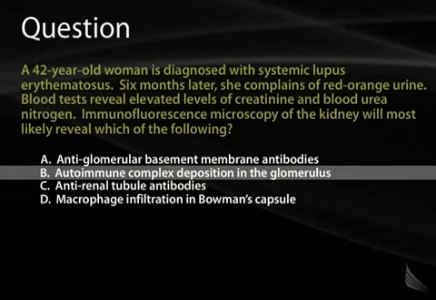This is B, autoimmune complex deposition in the glomerulus. Why B? Well, she's got SLE. You know that this is a type 3 hypersensitivity, right? If it's type 3 hypersensitivity, then you're looking at complexes, autoimmune complexes.